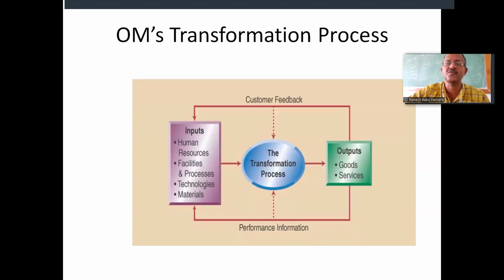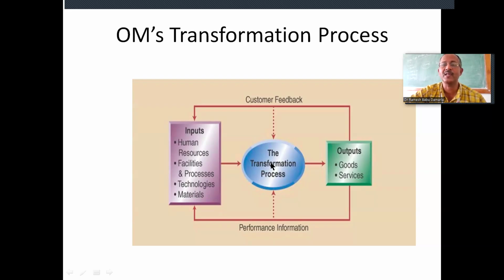Now let us see the transformation process. You can see in the middle, the transformation process. Here, it is a closed loop system. Inputs are taken: manpower, machinery, methodologies, manufacturing, materials, money. Altogether they come as input, undergo the transformation process, and your output is either goods or service.